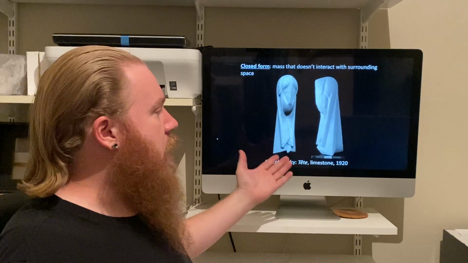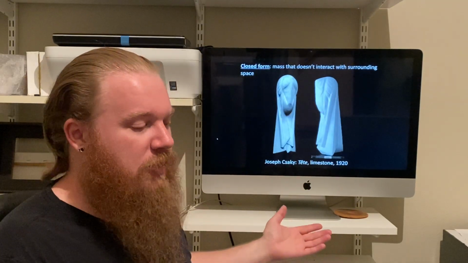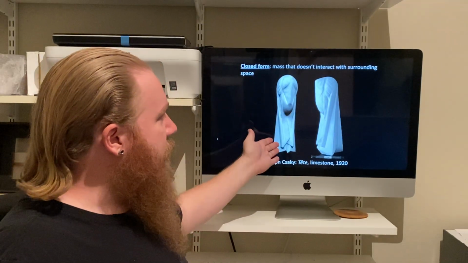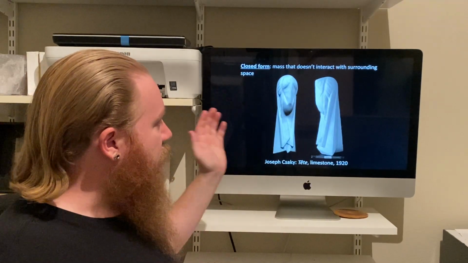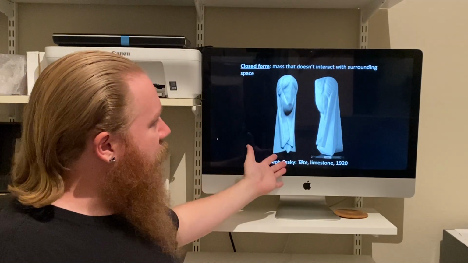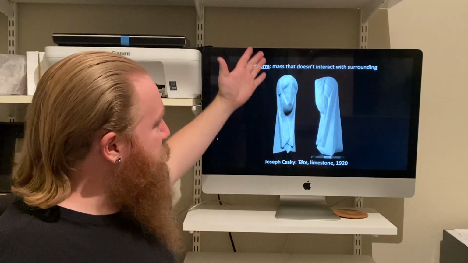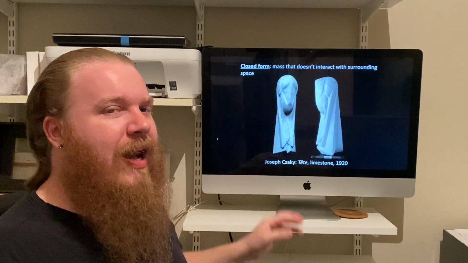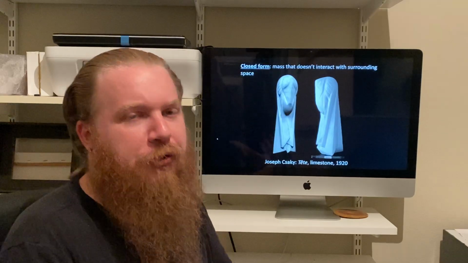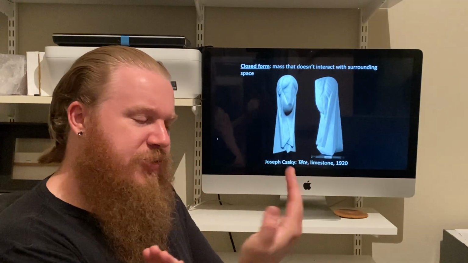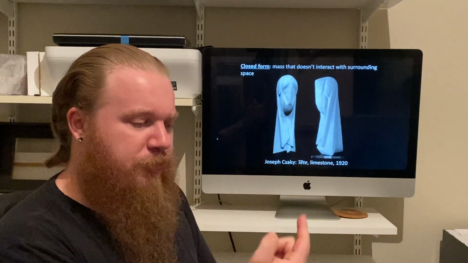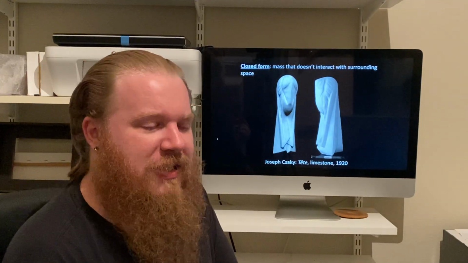Think about the Augusta Suprema Porta, which we saw last time, or the image of Tete here, which we see by Joseph Sickey. But the idea of this being closed is that we cannot interact with the interior of the actual form. It's closed off to us. We can only interact with it in 360 degrees around it, but we cannot interact through it.